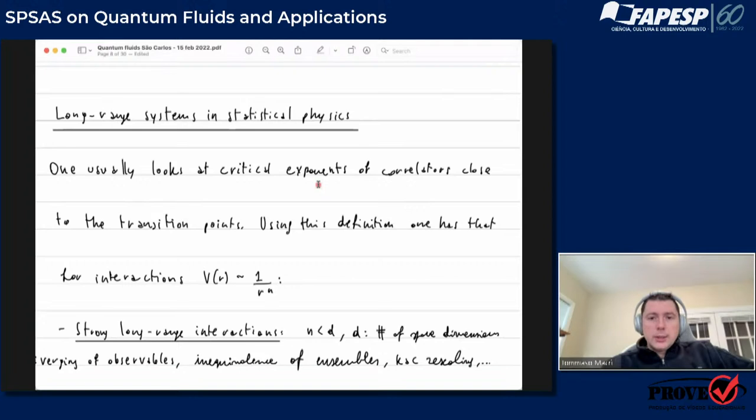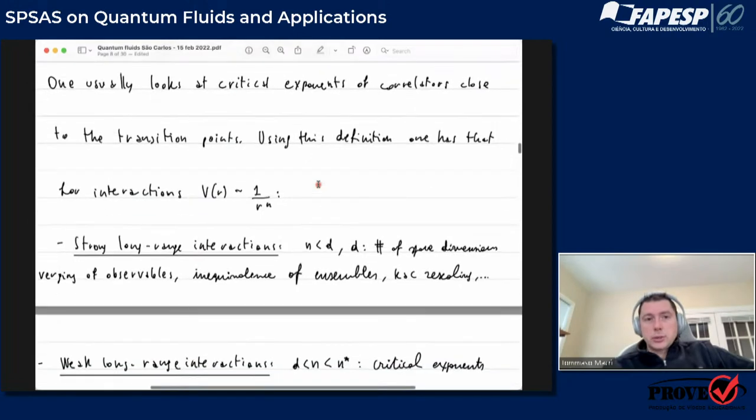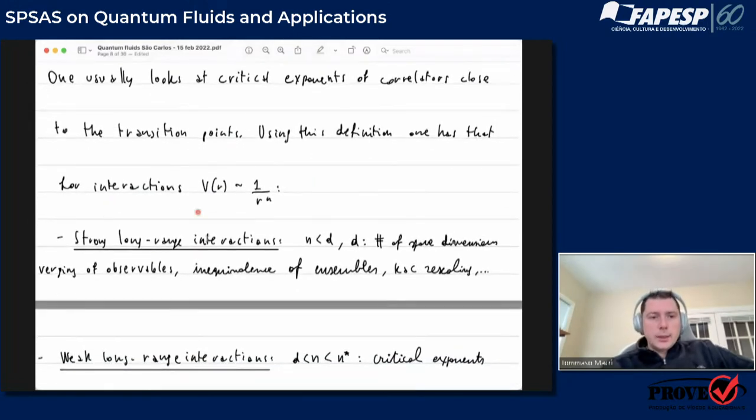Now, using this definition, which is dramatically different from what you would have for purely scattering processes that we discussed before, one is led to a different type of classification, which I will just mention, not justify in detail. One can obtain what are called strong long-range interacting systems, where n, the power law of the interaction potential, is smaller than the space dimension of the system. So if we are in 3D, for example, we have strong long-range interacting systems when n, the power law, is, for example, 2, 1, etc., or even a fractional value.